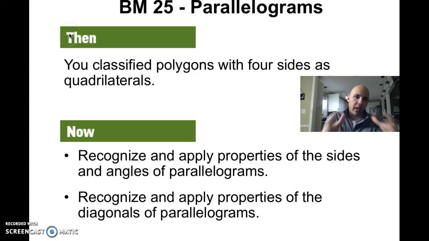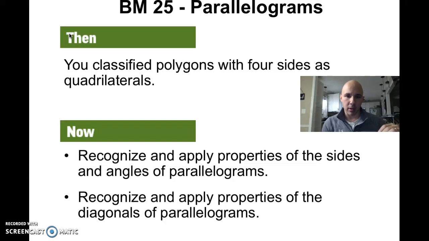Cornier. We're going to start a brand new unit in quadrilaterals. This is benchmarks 25 all the way to 28. In this particular benchmark, we're going to talk about parallelograms. And in the past, we learned that polygons that had four sides were known as quadrilaterals. So today, in this unit of quadrilaterals, we're going to talk about parallelograms.